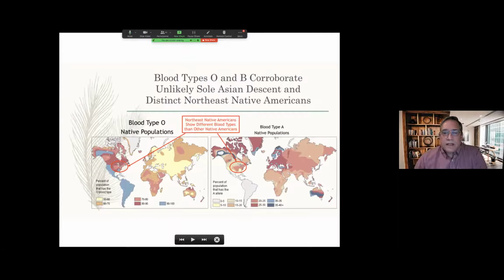Another interesting thing you see is that similar to what you saw with the matrilineal DNA, haplogroup X, and the patrilineal DNA with haplogroup R, northeastern North America seems to have a different ancestral population type. So you see different blood type mixtures and percentages than what you see in the rest of the Americas. So that also fits what you were seeing in the DNA evidence.